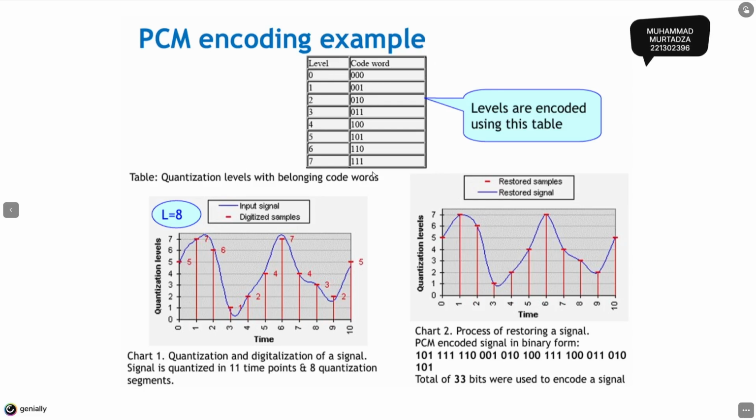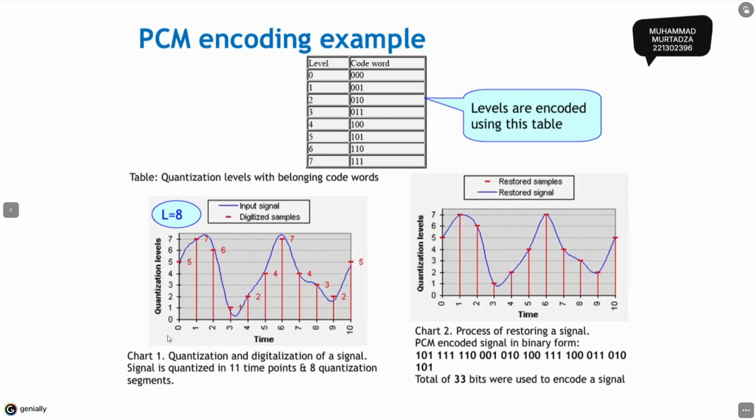So here you can see there is a table. Levels are encoded using this table. So level 0 until 7, and this is the code word from 000 until 111. So what does it mean? Level means in decimal value form. The code word means in binary coded decimal, BCD. So in order to convert from decimal to binary, for decimal level 0, in binary code word it will be 000. For 1 it will be 001, and until 7 it will be 111. So these are the quantization levels with their code words.